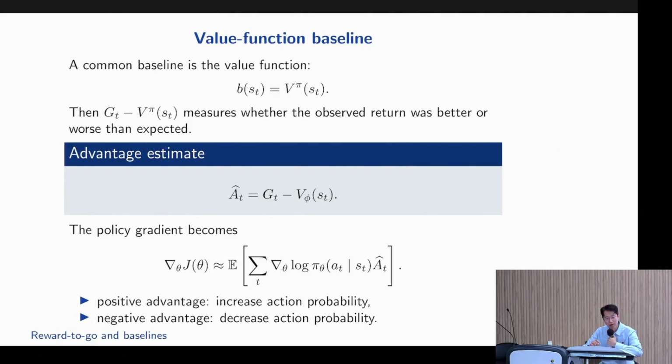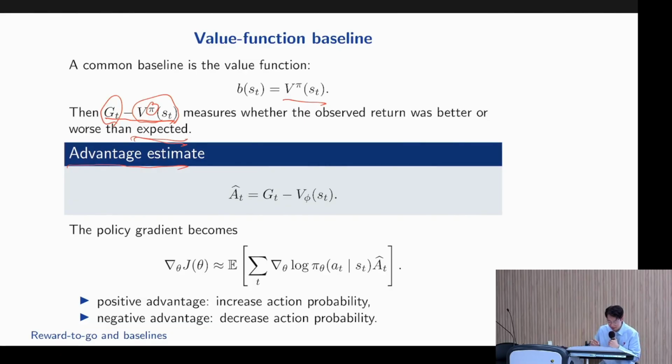So what is the common form of baseline? It's to use the value function. The return to go minus the value of a state measures whether the observed return was better or worse than expected. This is the expected return starting at state st, executing the policy pi, and this is what you actually got. So it just tells you whether it was better or worse than expected. This is called the advantage estimate.